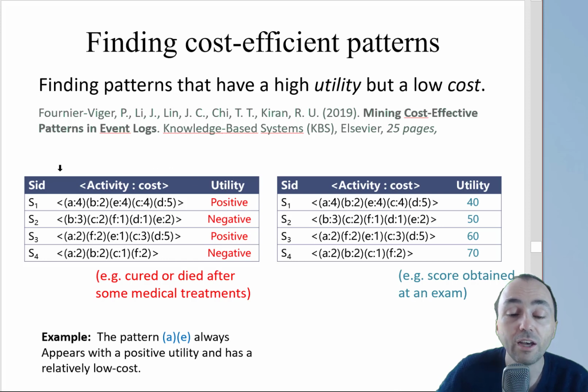Here on the left, I have a database about a hospital. I have 4 sequences. Each sequence is a set of treatments that people take at hospital when they are sick. And the utility means the benefit, like whether the people are cured or not from the disease. So let's say the first person has a treatment A. It costs $4. A treatment B, $2, and so on. And positive means the person is cured from the disease.